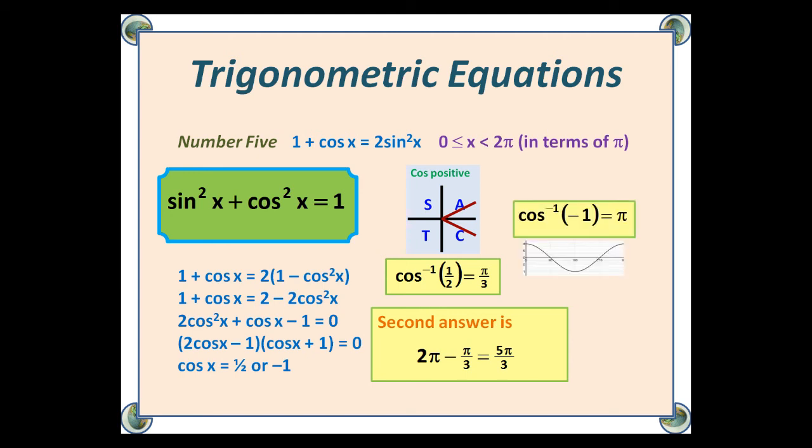When cos x is minus 1, the CAST diagram doesn't really help that much. But if you consider the graph, cos x is minus 1 at 180 degrees, or in radians, pi.